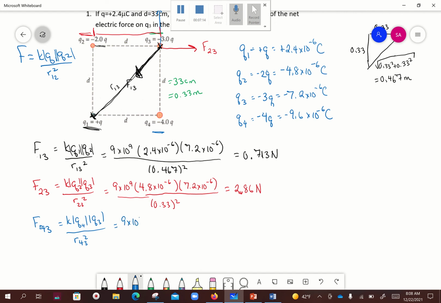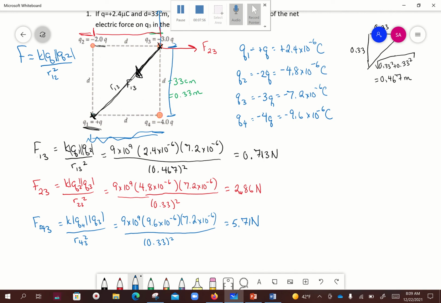So again, K, 9 times 10 to the 9. Q4 is 9.6 times 10 to the minus 6. Q3, 7.2 times 10 to the minus 6. And what's the distance between them? Well, it's the distance of one side of the square again. So it's 0.33 squared. So it's 5.71 newtons. So I've got all my 3 vectors. Next thing is to find the magnitudes, find the components, and add them together.